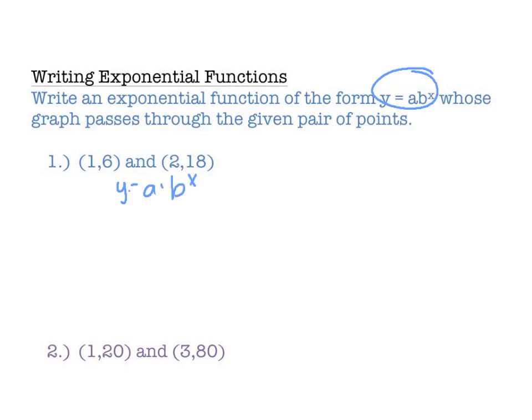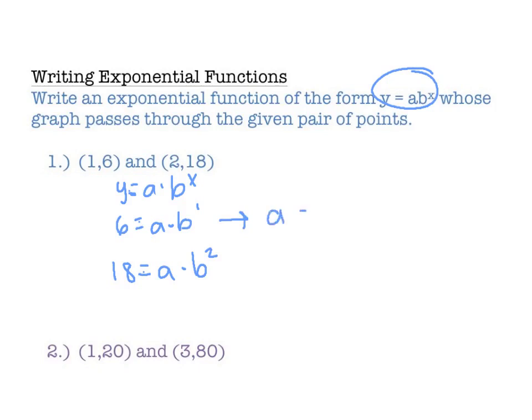What I can do first is write 2 equations where I substitute the values I was given, (1, 6) and (2, 18), for x and y. So that would be 6 is equal to a times b to the first power, and 18 is equal to a times b squared. To solve this, I want to rewrite this in terms of a.